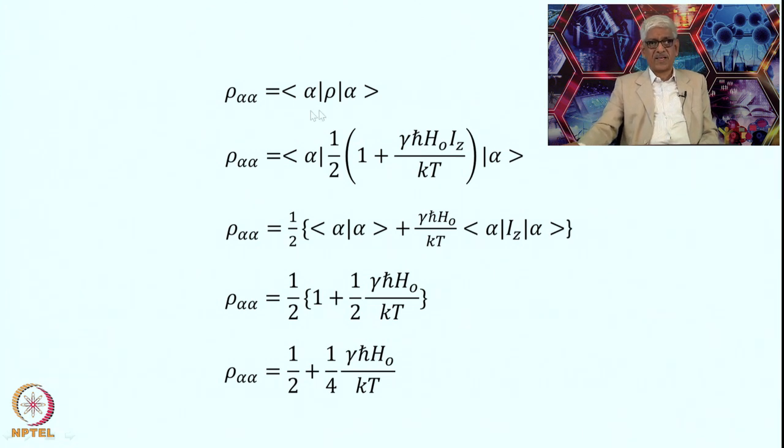So, rho alpha alpha, explicitly you write it as alpha here, rho here and alpha here, and that is equal to, now we put in this rho explicitly here. So, we have the alpha, then for rho we have this half (1 plus gamma h cross H0 Iz by kT), and we have the alpha here. Now, this one does not give us anything. So, I take out the alpha completely from here, and then I will have alpha 1 alpha, that is simply alpha alpha, and then I will have here this part: I take out this constant gamma h cross H0 by kT, and then I will have this matrix element coming, alpha Iz alpha, because Iz is an operator, I cannot take that out. So, this is the constant, so this I can take out. So, then I will have alpha Iz alpha.